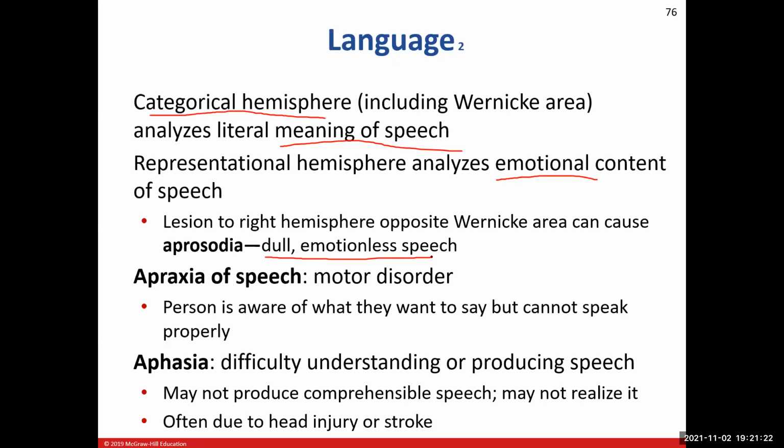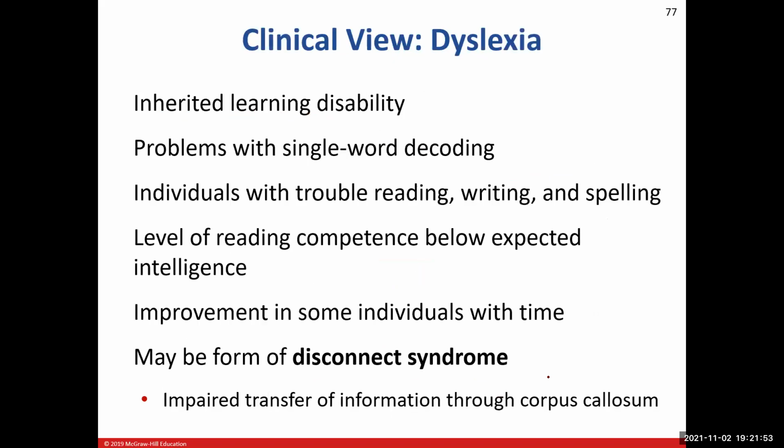Let me just say this: you would not want to have a teacher, and maybe some of you have had a teacher that sounds like they have aprosodia, right, where they're just very monotone and flat. Okay, apraxia is that motor disorder. Like I said, they can understand what they're saying, but they just can't say it correctly. All right, aphasia is when you have difficulty understanding or producing speech. And then finally, the last clinical view is dyslexia.